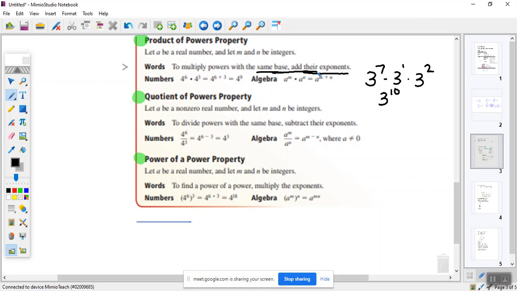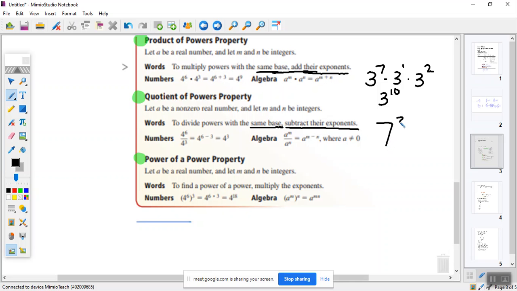4 to the 6th minus 3, or what? Okay, so it says let A be a non-zero real number and let M and N be integers. It says to divide powers with the same base. So dividing powers with the same base, you will subtract their exponents. So here's one for you.